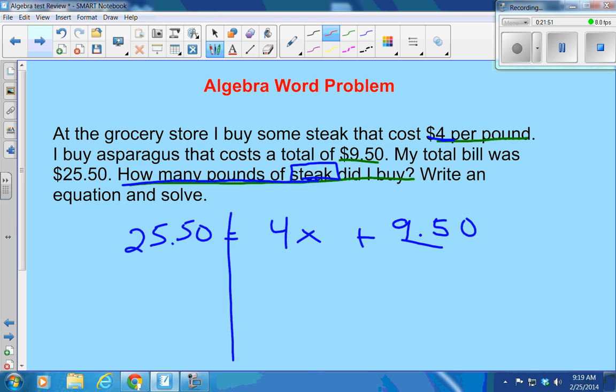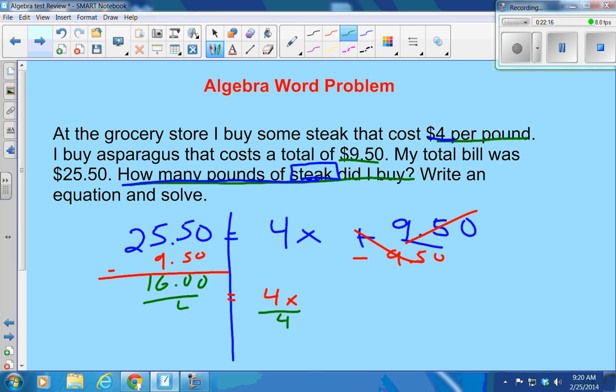Now, I have a two-step equation I can solve. So when I minus 9.50, I minus 9.50. That crosses that out. I have 4x equals 0, 0, 25 minus 9 is $16. Divided by 4, divided by 4. 16 divided by 4 is 4 equals x, or 4 pounds of steak.